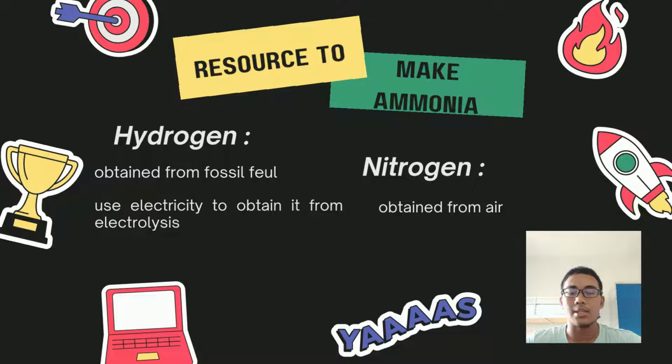The second thing that you must get to make ammonia is nitrogen. Nitrogen we get from air by using the method of electrolysis. The method that they use to make ammonia is the Haber-Bosch process. This method is applied in this era. This method uses hydrogen and nitrogen gas as reactants to make ammonia. Okay, that's all from me. Thank you. I proceed to my next member, Fauzan.